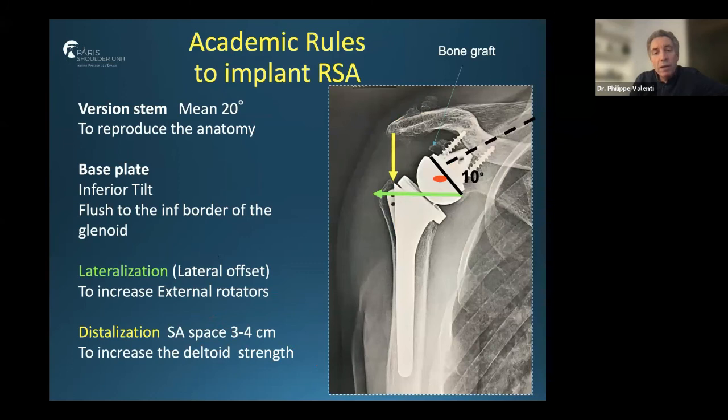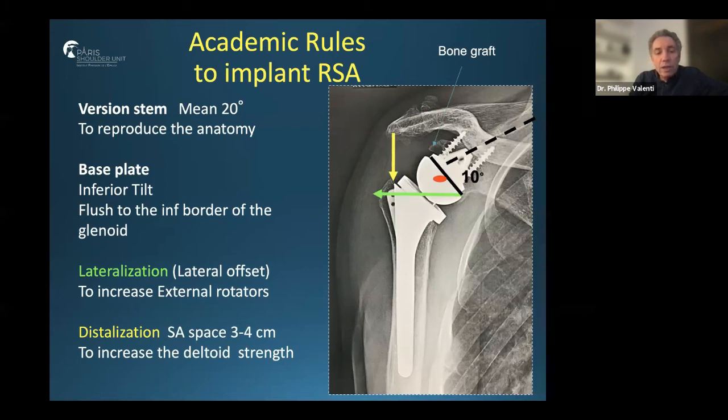And if you want to summarize, in a fracture, like in a cuff tear arthropathy, of course, the version of the stem, this is a special stem for the fracture, is on average 20 degrees to reproduce the anatomy. The most important is to have a good alignment of the humeral stem on the glenosphere. Regarding the base plate, we recommend an inferior tilt with a superior bone graft and with a good compression of the base plate to the scapula, flush to the inferior border of the glenoid, and we recommend to use a lateralized, metallic lateralized glenosphere to avoid a glenoid notch.